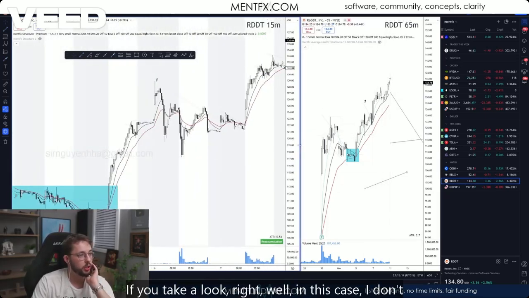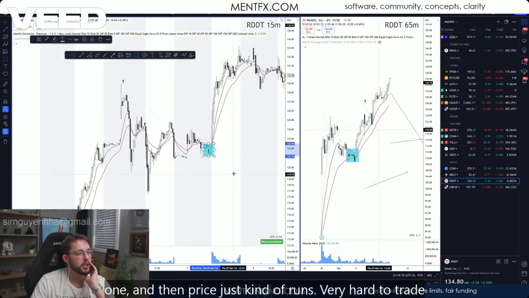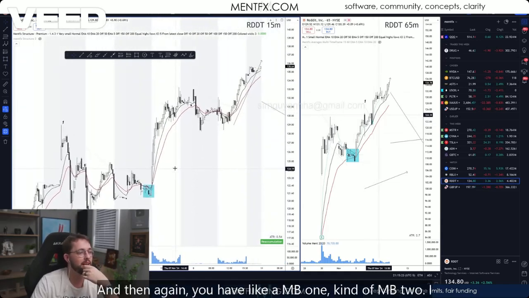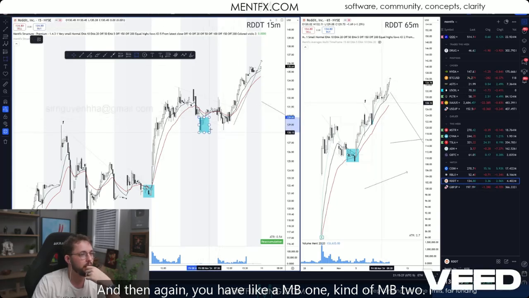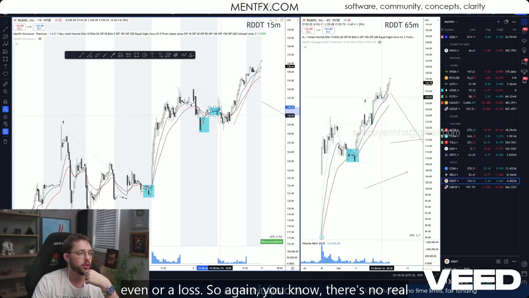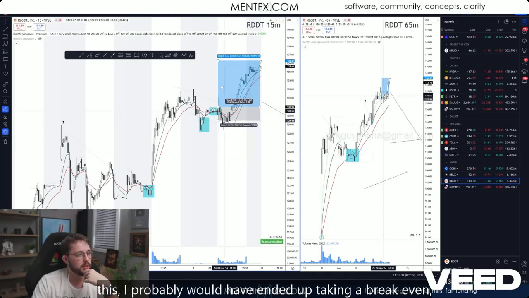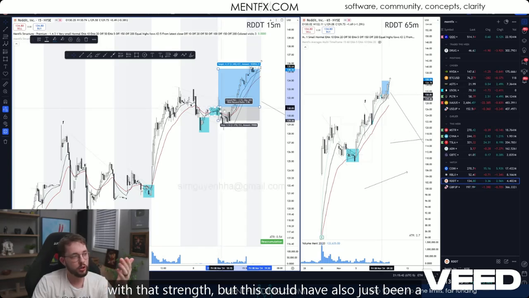time frame. And if you take a look, well, in this case, I don't really see anything. You have kind of the accumulation MB1, and then price just kind of runs. Very hard to trade this thing, so I probably wouldn't have done anything there. And then again, you have like a MB1, kind of MB2. I probably would have traded this and either taken a break even or a loss. So again, there's no real prediction exactly how it might have gone, but just looking at this, I probably would have ended up taking a break even with that strength.